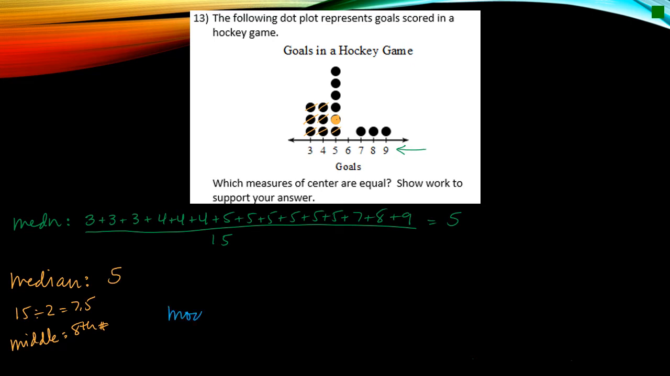And then last but not least, the mode. Again, we're looking for the tallest stack of dots here. And that happens to be 5 as well. So it turns out that all three measures of center are equal. So I would say the answer is that the mean is equal to the median is equal to the mode.